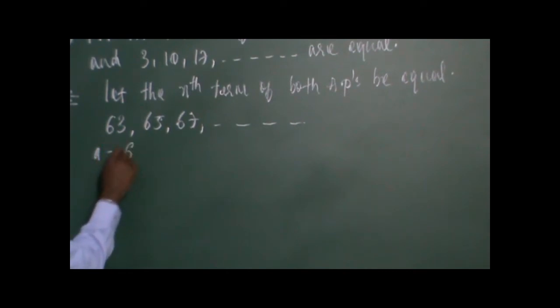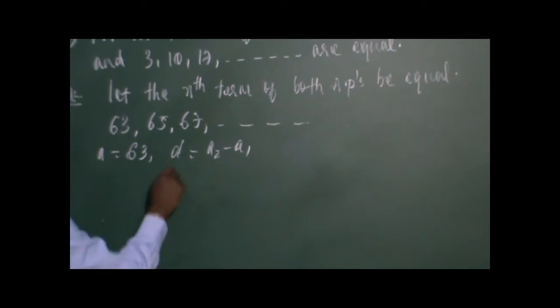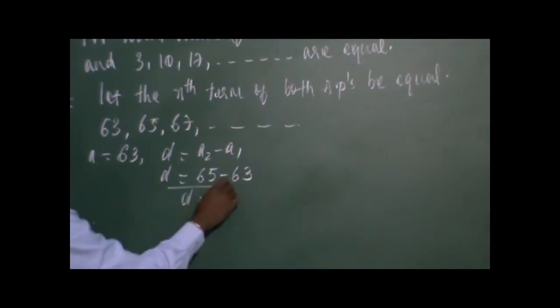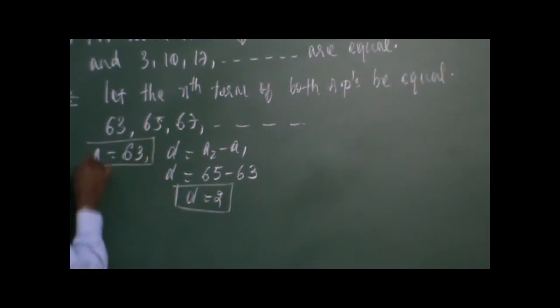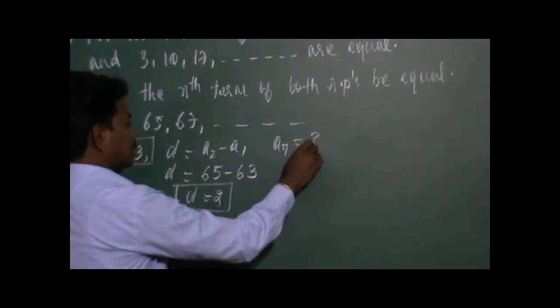So A is equal to 63, D is equal to A2 minus A1. So D is equal to 65 minus 63. So D is equal to 2. So we have got A is equal to 63 and D is equal to 2. So we will find out the nth term of this AP.